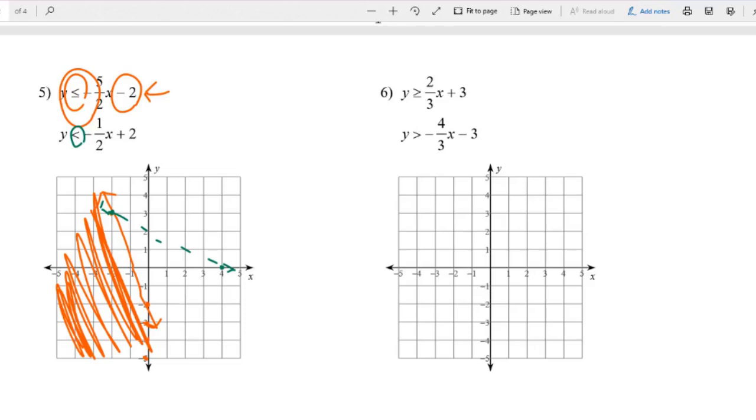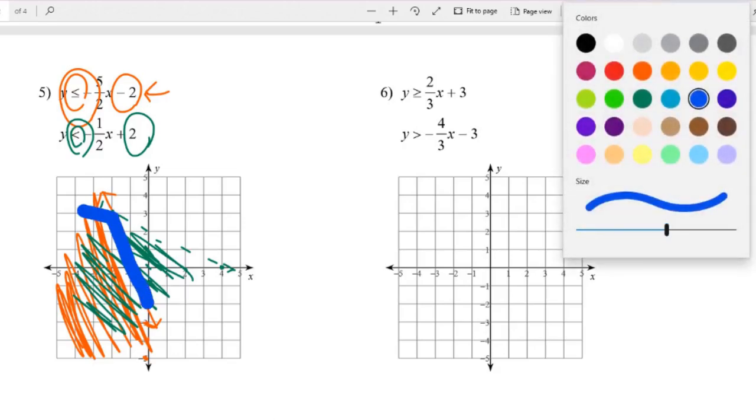So we want to shade where y is less than 2. So like 1 and 0 and -1, -2. So we're shading over here. And the overlap is in this region right here. Right in here. Just like that. Okay. So try number 6 on your own.